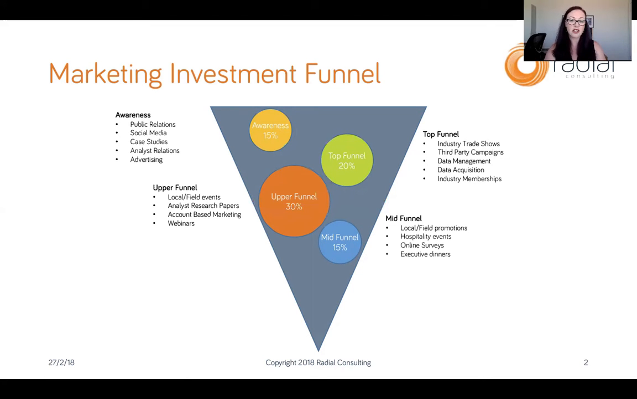Next in line is our mid-funnel, and this is more promotional stuff, local, field, promotional areas, hospitality events, online surveys, exec dinners. 15% because these are ultimately touching on existing customers, a number of net new potentials as well, but it's where you've got cross-sell, upsell opportunities in these areas. And then at the bottom, this is your channel partner reseller component. So this is where you're going to be doing co-funded campaigns and events. You're going to be putting money into enabling your partners and incentivizing them.